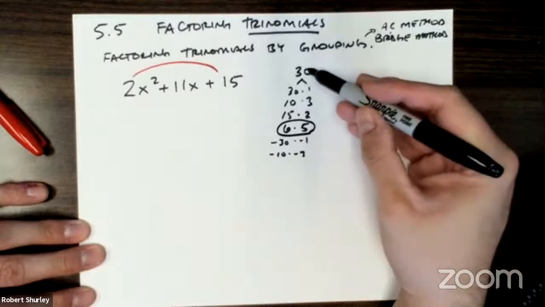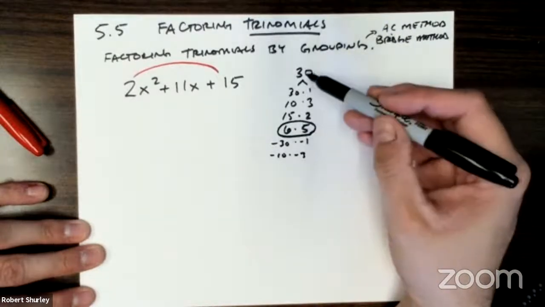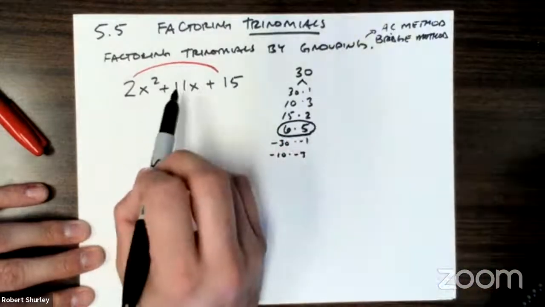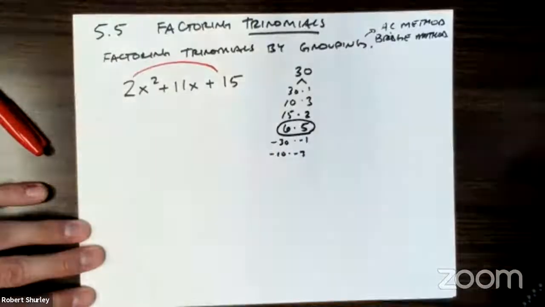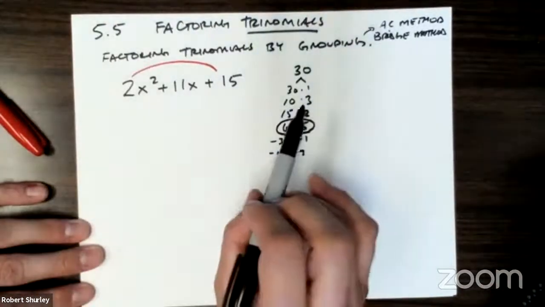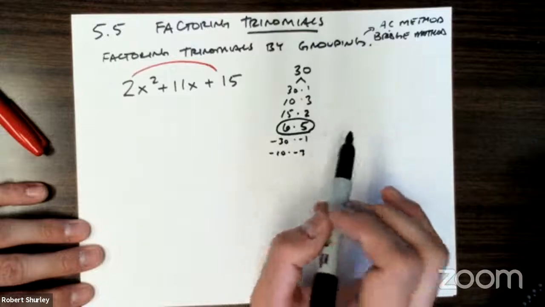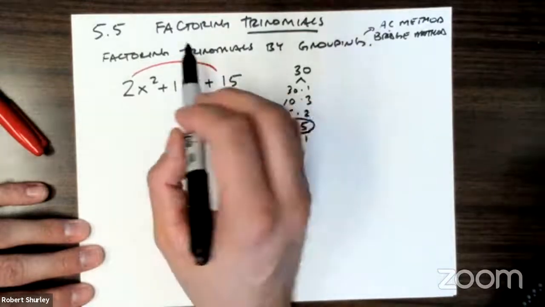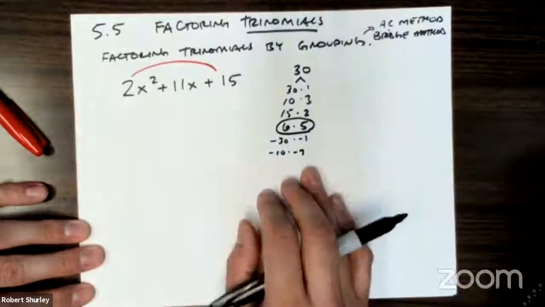That multiplies to give me 30. And I'm going to do a quick check. 6 times 5 is 30. 6 plus 5 is 11. We found our two numbers, okay? So now here's the next step, which is actually going to create the factoring by grouping, okay?